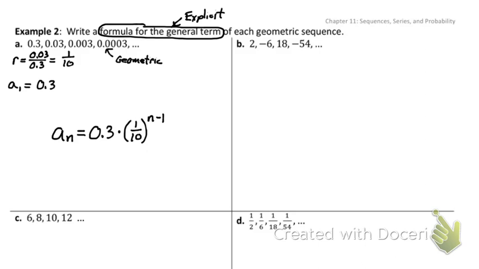I do think it's nice that it's n minus 1, because in your arithmetic sequence, it's also n minus 1. So in both explicit arithmetic and geometric, you should be using an n minus 1, not just an n.